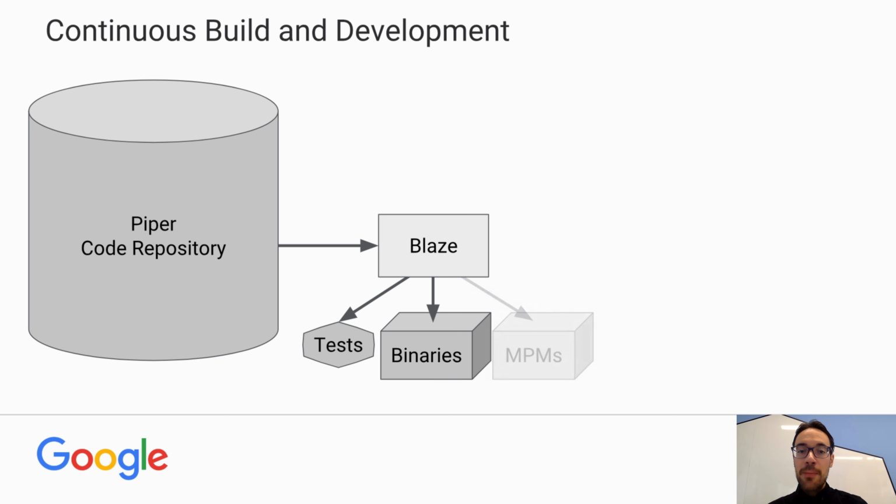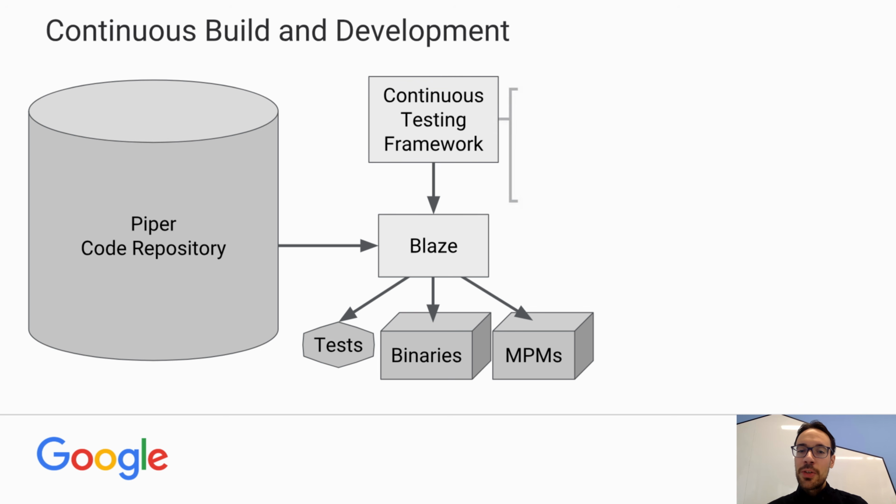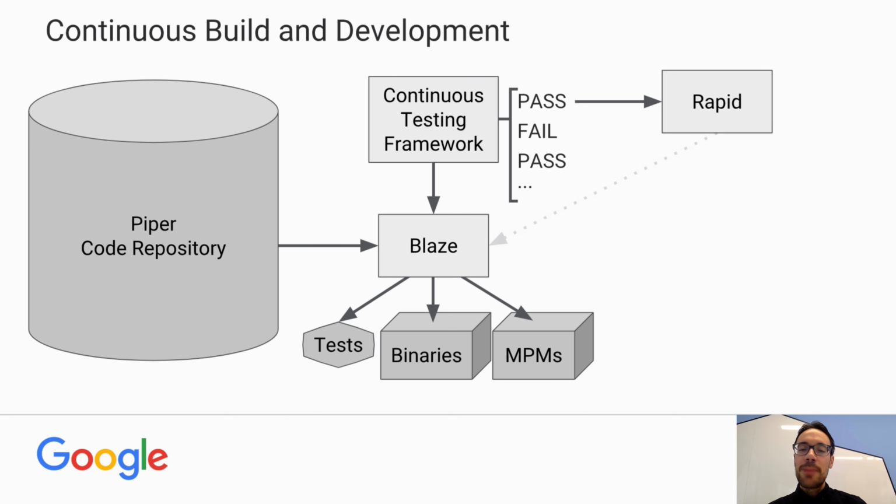Blaze can also build NPM packages, where NPM stands for Midas Package Manager. These packages are versioned and signed to ensure authenticity. A framework runs continuous testing on the code. The last passing version is periodically picked up by the release tool Rapid, which runs Blaze again to generate NPMs and labels them so that they are identifiable by a name and a version.